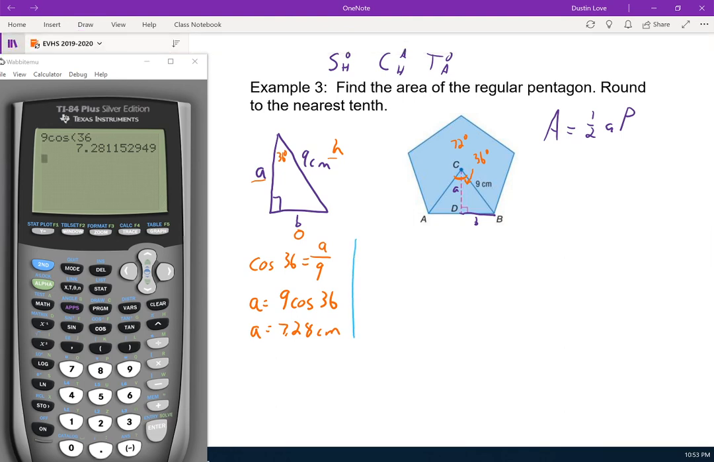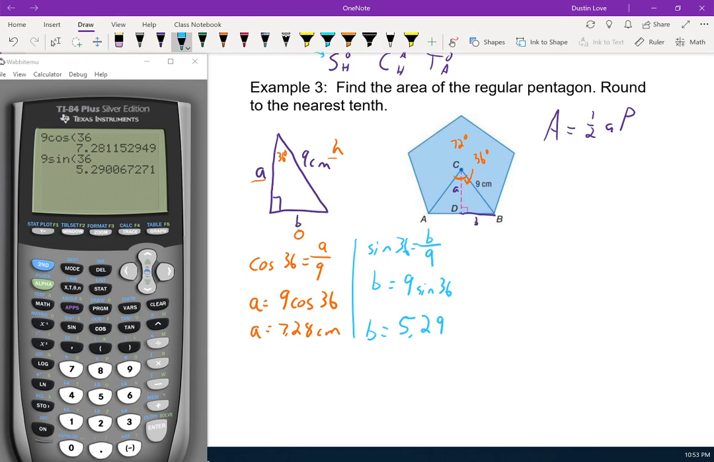Now let's find our value of B. Let's see, B is opposite and 9 is hypotenuse. Opposite hypotenuse makes sine. I'm looking up here at SOHCAHTOA to determine that. So sine of 36 is equal to B over 9. Cross multiply gives me B is equal to 9 sine 36. So B equals 9 sine 36, which gives me 5.29.